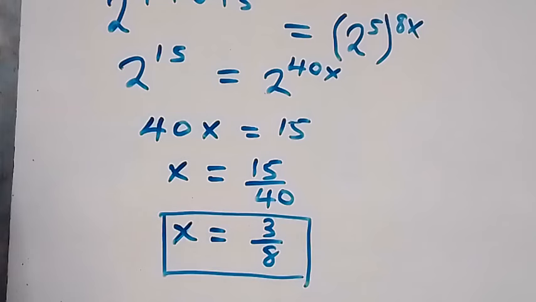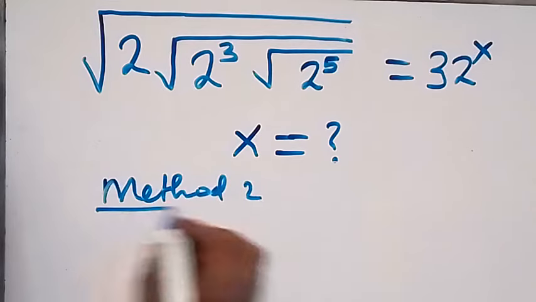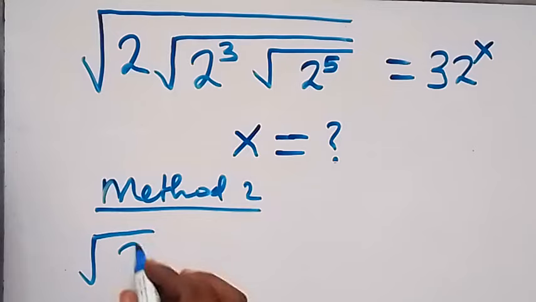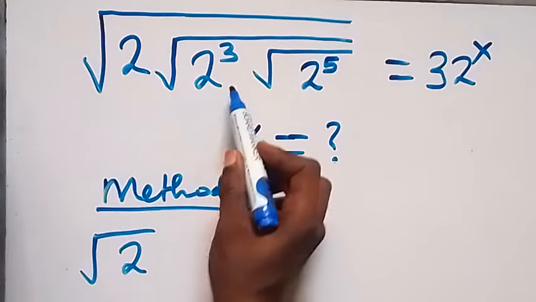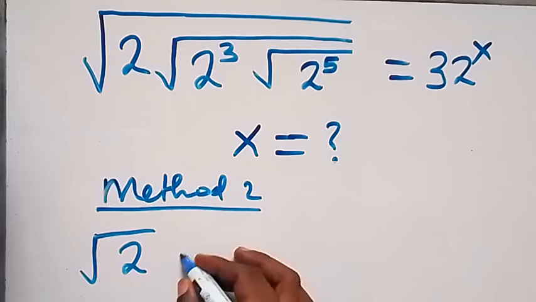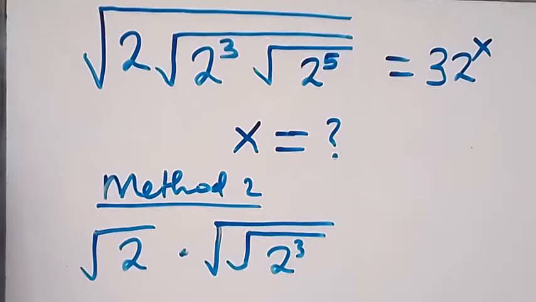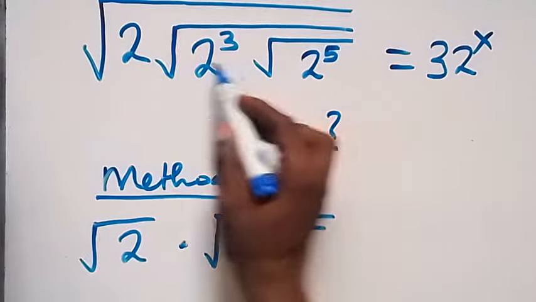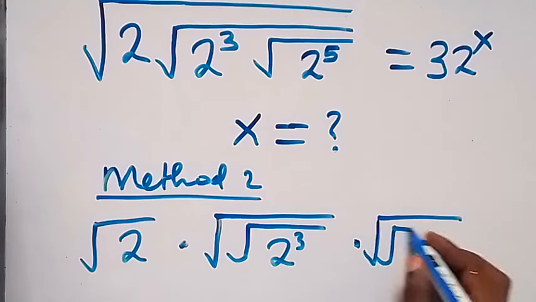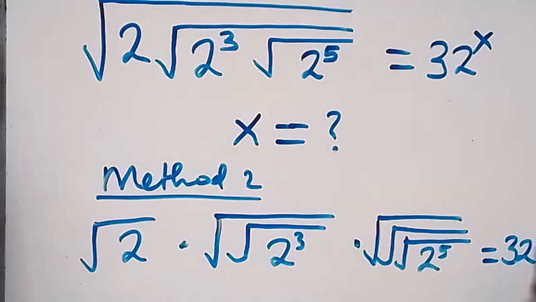Then we can also use another method. Method 2. We have the square root of 2, that means we can separate these numbers, and we have root 2, that's the first root for these 2. And when we look at this 2 raised to power 3, it contains 2 square roots, the one outside and the one here. So we have times square root of square root of 2 raised to power 3. Then 2 raised to power 5 here contains the one outside, the second square root, and the third one. So we have 3: square root of square root of square root of 2 raised to power 5, which equals 32 raised to power x.